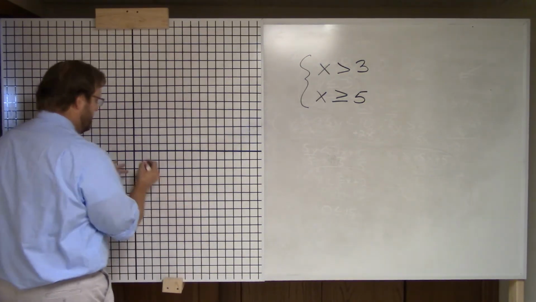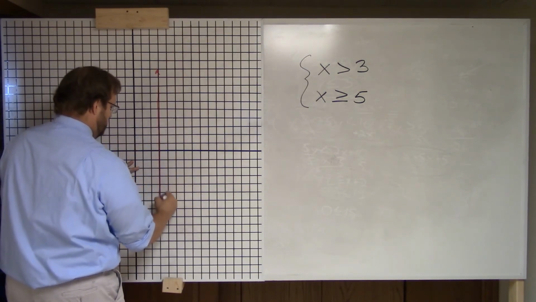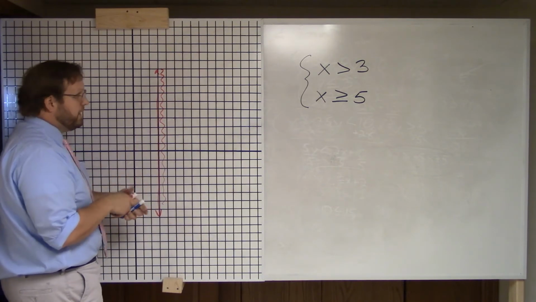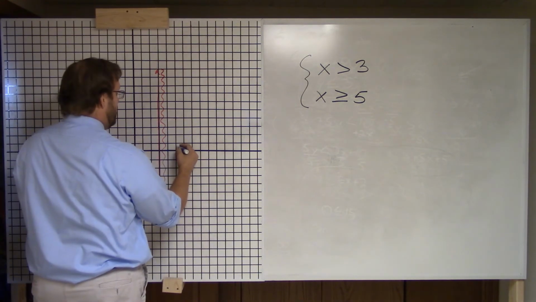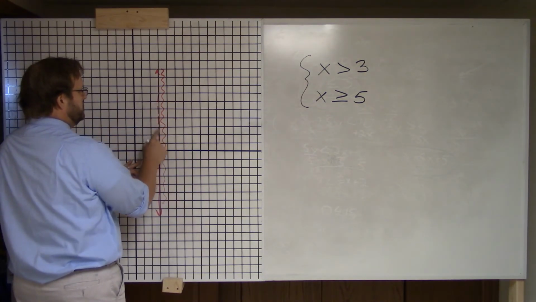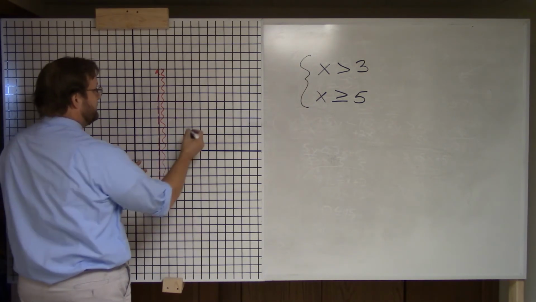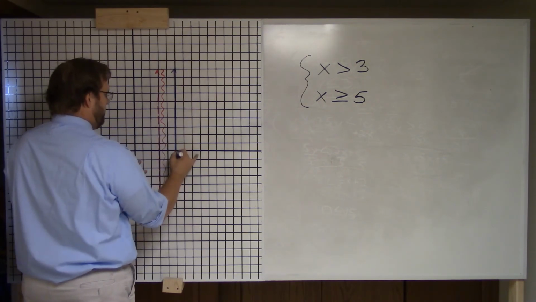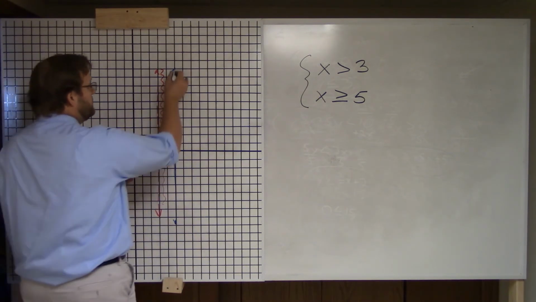X is greater than 3. So I go to 3, I draw my vertical line, and I shade greater, so I go to the right. If I go to the next one, I go to 1, 2, 3, 4, 5. I draw my vertical line. I'm sorry, this red one should have been dashed. And then I have a solid blue line here for that 5. Also greater than.